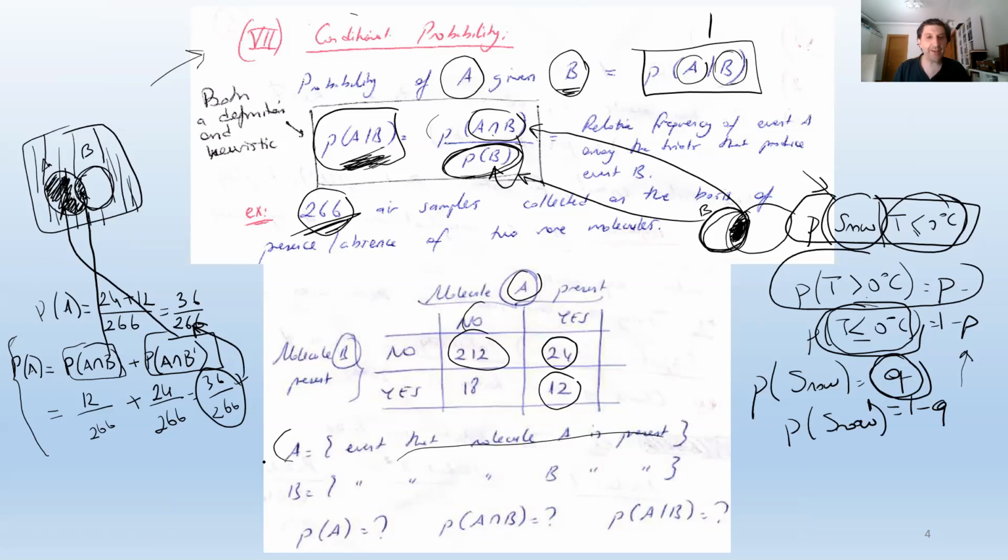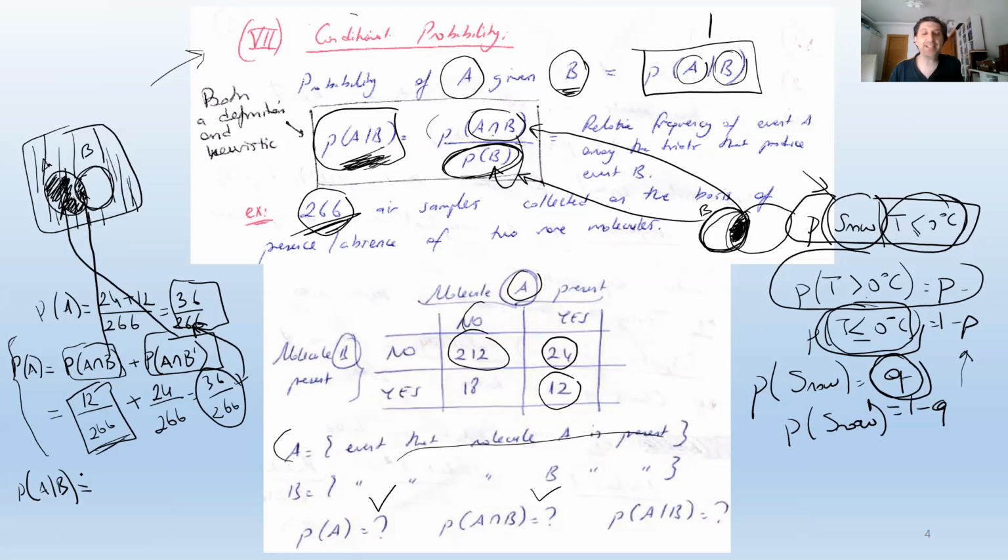Anyway, here we have answered already two questions. Probability of A intersection B is 12 over 266. So we have two answers here and here. That's great. What about the conditional probability of A given B? Now, there is usually a confusion about these two concepts: the difference between the intersection of A and B, and A given B.